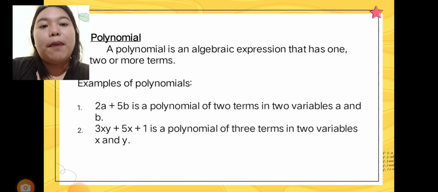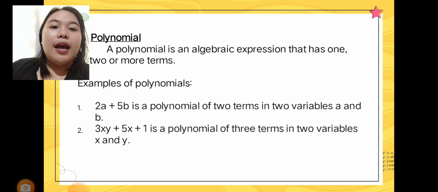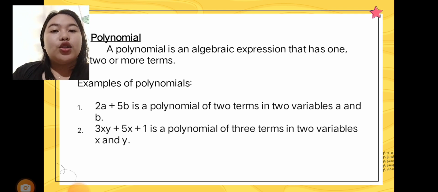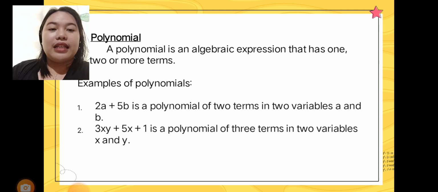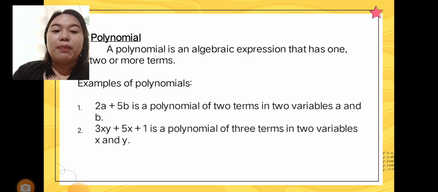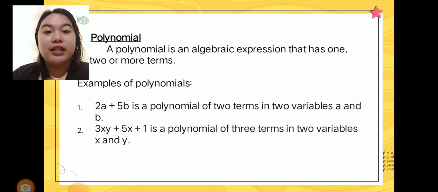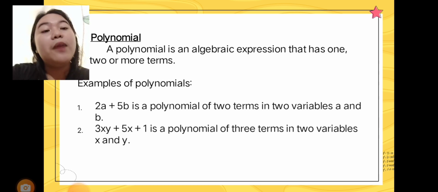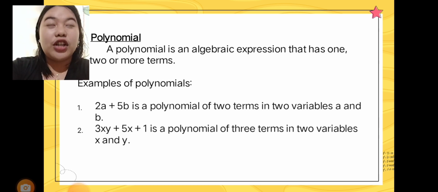Okay, next is the polynomial. A polynomial is an algebraic expression that has one, two, or more terms. Examples of polynomials. 2a plus b is a polynomial of two terms in two variables a and b. Next, 3xy plus 5x plus 1 is a polynomial of three terms in two variables x and y. So a polynomial means four or more terms.